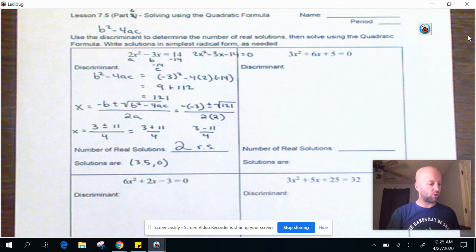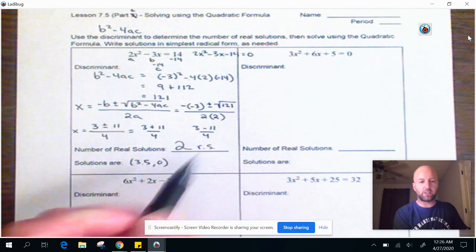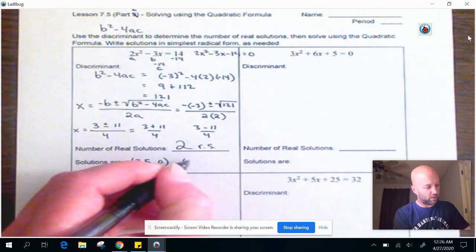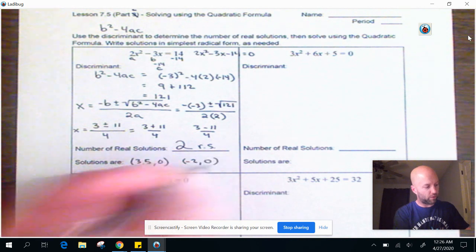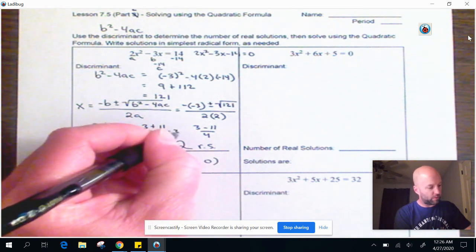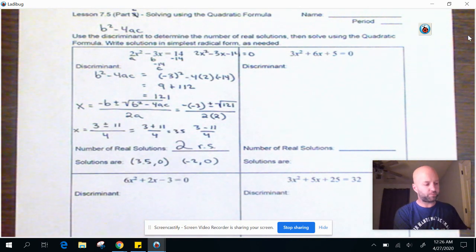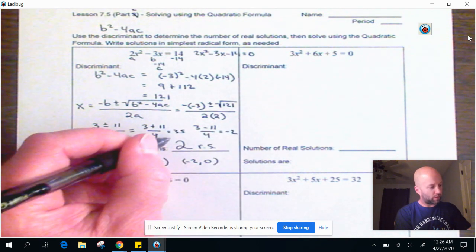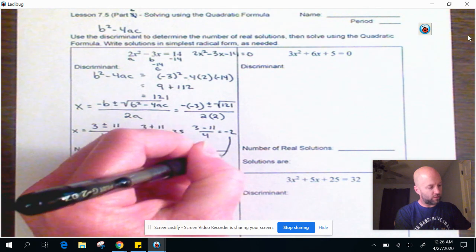These are crossing the x-axis points. Okay, and then 3 minus 11 is negative 8. Negative 8 divided by 4 is negative 2 and 0. So I'm going to rewrite this up here. 3.5 was the answer there, and this is negative 2. All right, I'm going to draw some arrows so you can see these.